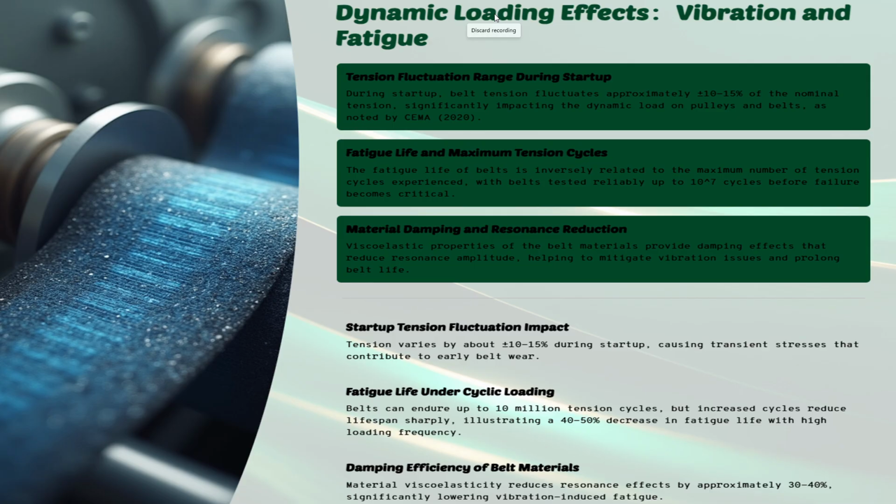Under standard operating conditions, a quality belt can reliably endure up to 10 million, 10^7, tension cycles before structural failure becomes critical. However, operating at a high loading frequency can sharply cut that lifespan down by 40% to 50%.